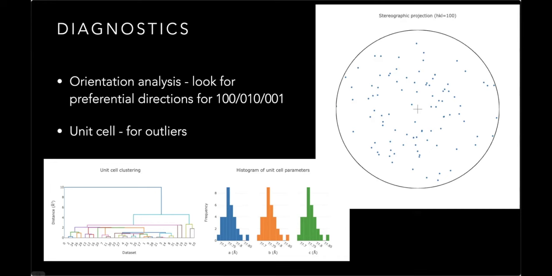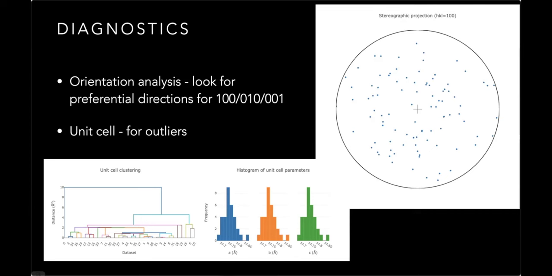And what you'd see in the stereographic projection is either a big cluster of spots in the middle, or a kind of donut of spots around the edge. So if you are doing some data collection, either in situ or in a similar set of circumstances, it can be worth going through processing some of the data as you're going and running multiplex to look for these kinds of pathologies like preferred orientation.